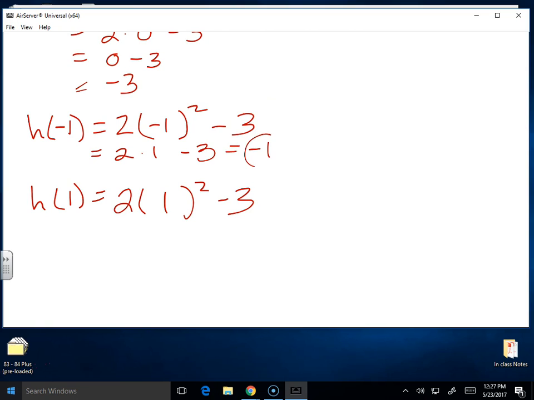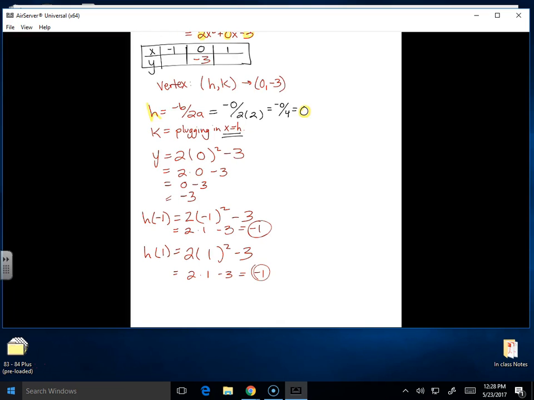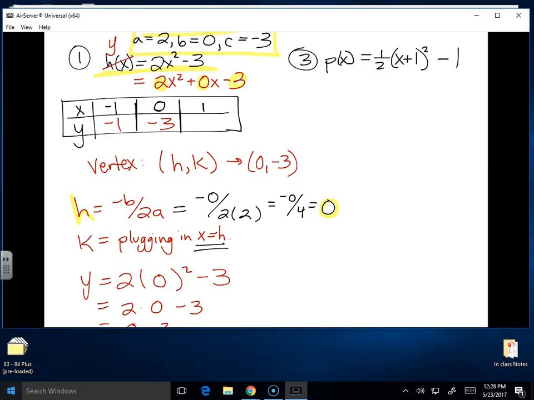2 times 1 is 2. 2 minus 3 is negative 1. I found one y value. And then this one: 1 squared is 1 again, minus 3. I end up with 2 times 1 is 2, minus 3 is negative 1 again. So I have in my table a negative 1 and a negative 1.